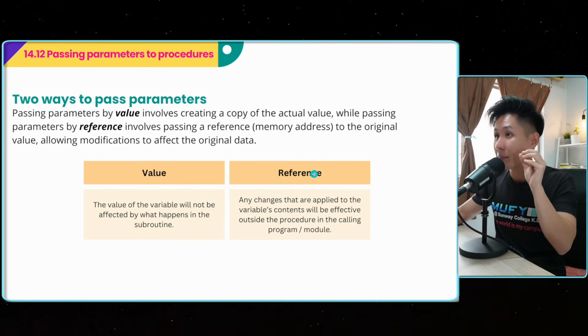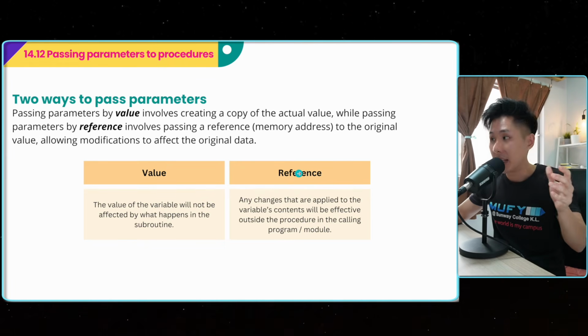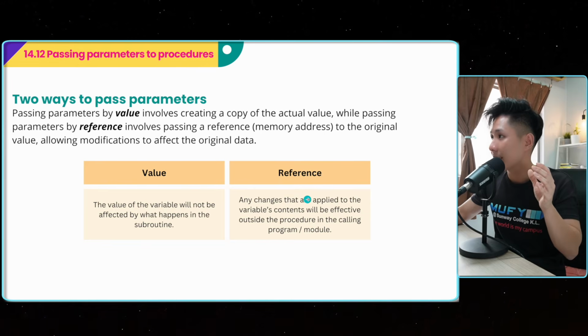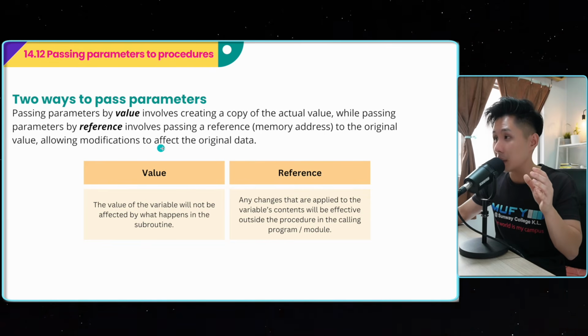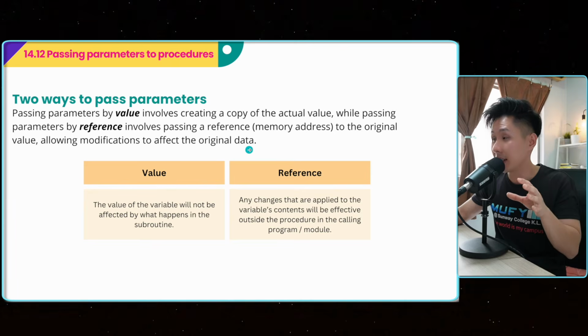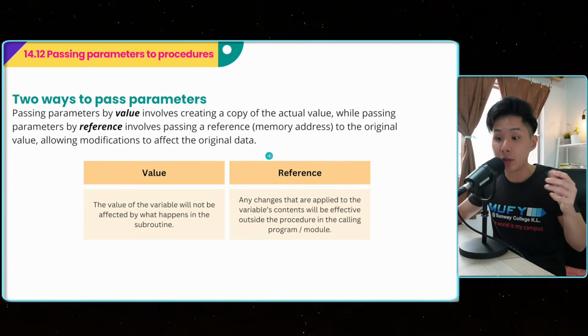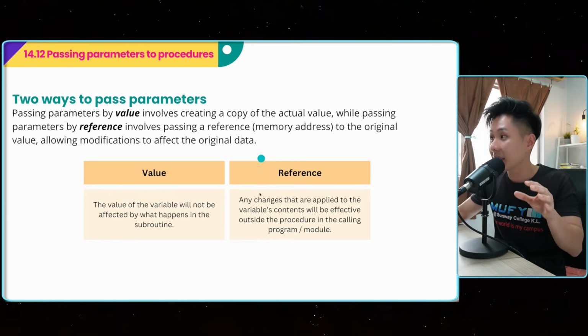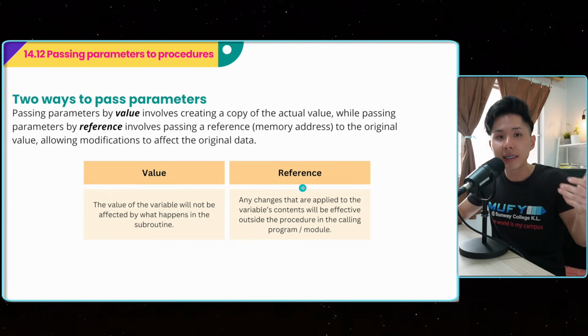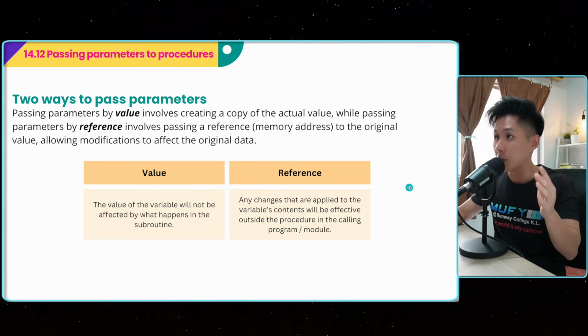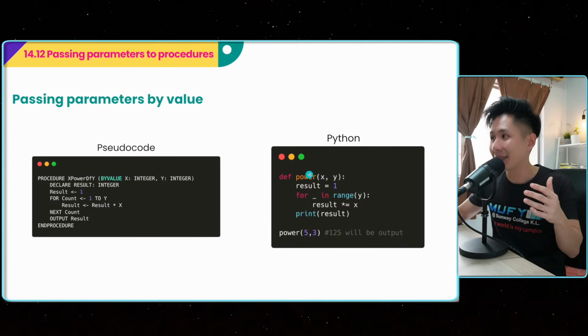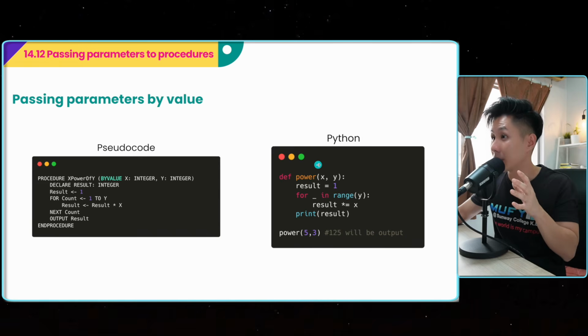You can also pass parameters by reference, meaning you pass a reference to the original value, allowing modifications to affect the original data. No copy of data is made, you're just passing the reference. So anything that is changed inside the procedure will be reflected in the variable's value. I want to show this by explaining it in terms of Python code.